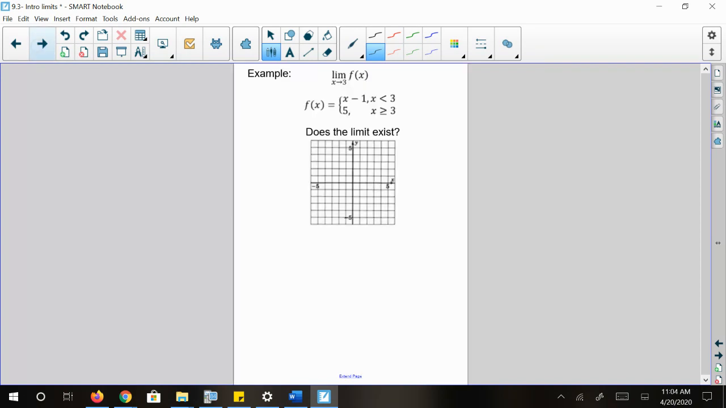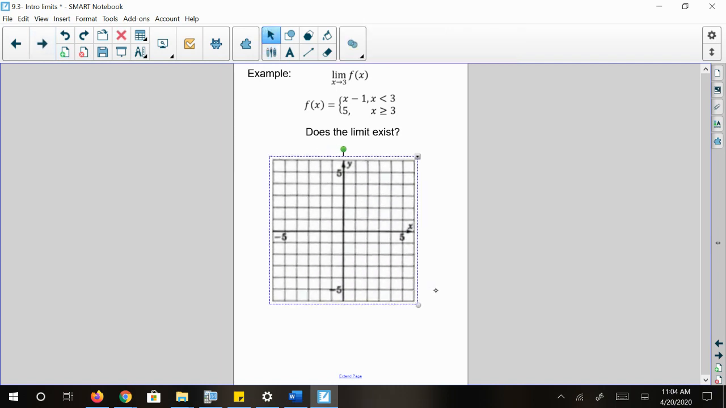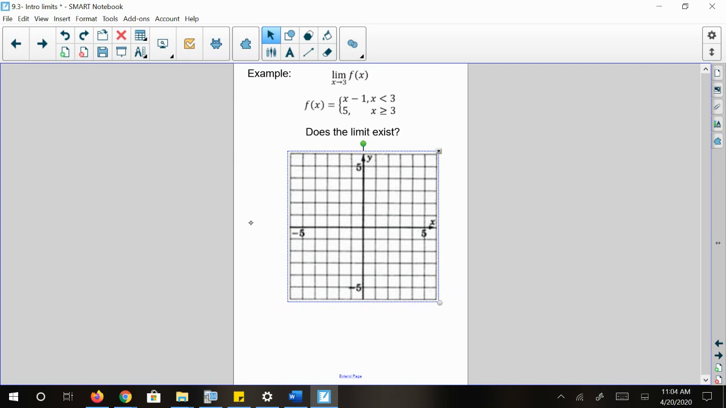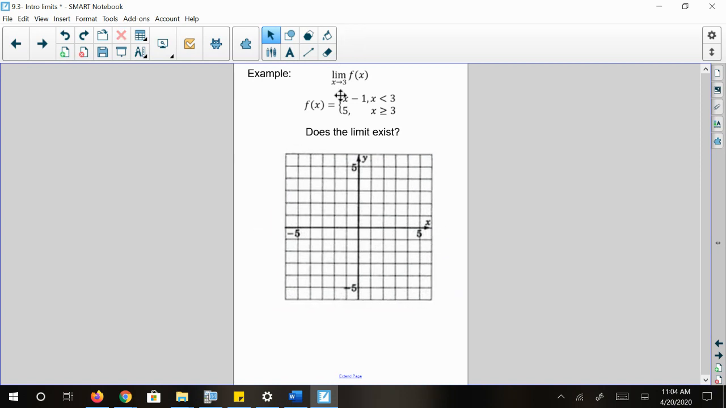Okay, so I have another piecewise function here for this example. We have the limit as x approaches 3 of f of x. And for our function f of x, as x approaches 3, we have the function x minus 1 for all values of x that are less than 3. And then our function's value is 5 for all x values that are greater than 3, okay? So let's go ahead and start out with trying to graph x minus 1.